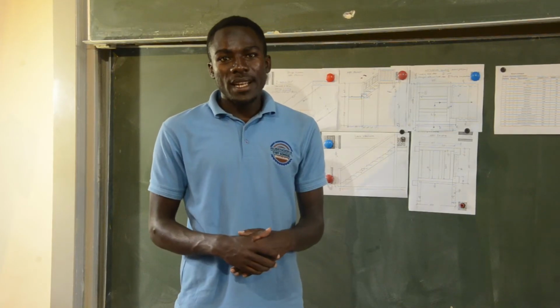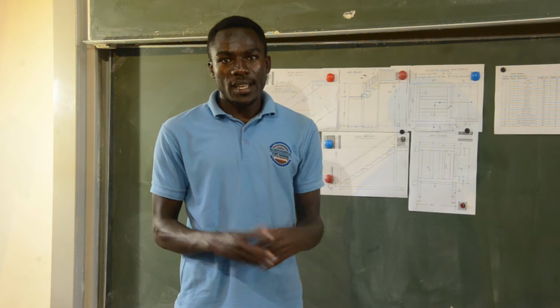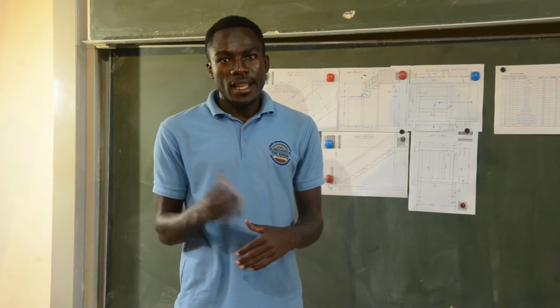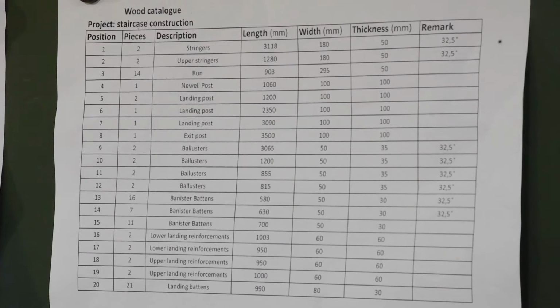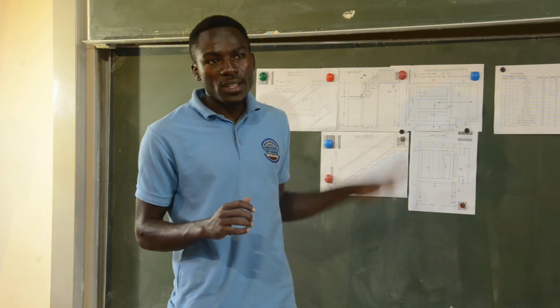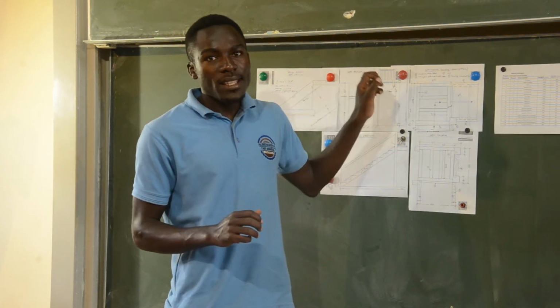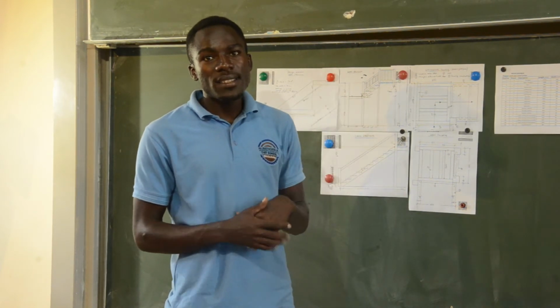After you have determined the type of staircase to be used and you have drawn it, the next thing is to prepare the wood catalog. The wood catalog that you have to prepare will be complying with all the components and all the single parts of the staircase design.